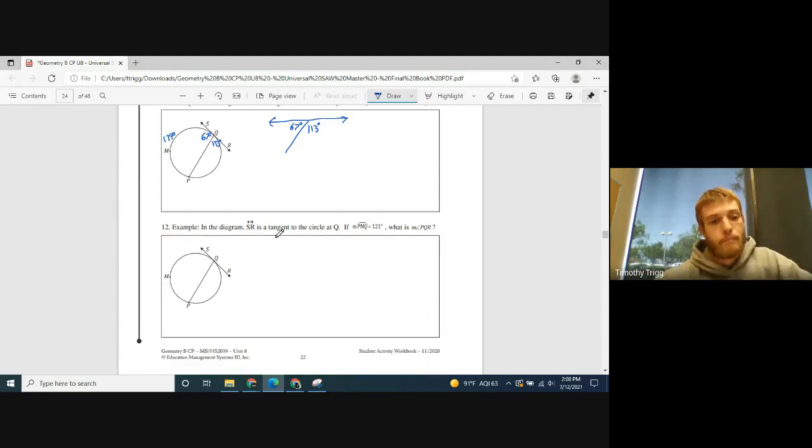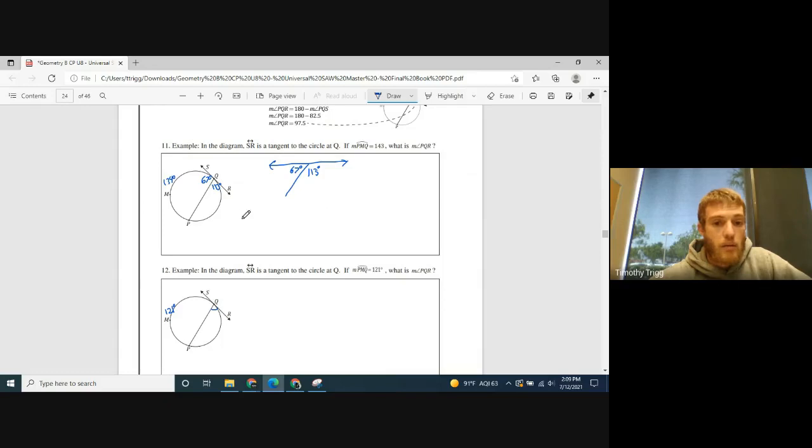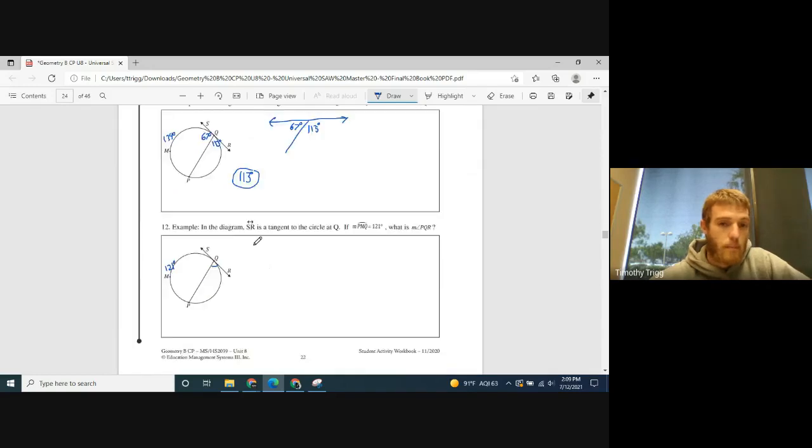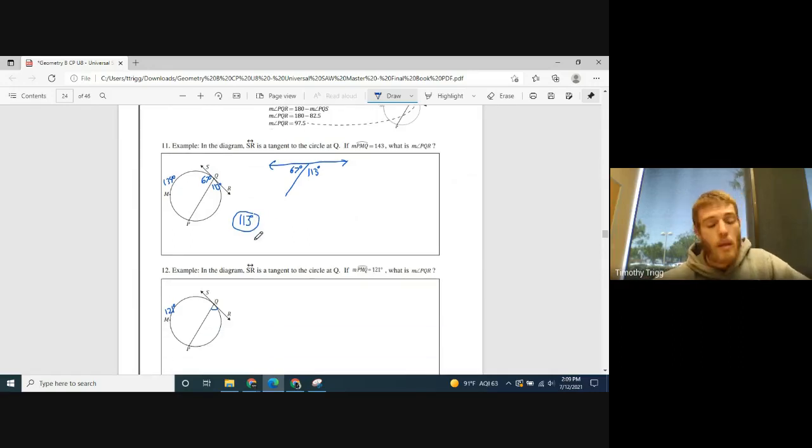Okay. Let's take a look at number 12. In the diagram, SR is tangent to the circle at Q. If PMQ is 121, find what PQR is. So here, arc PMQ is 121 degrees, and we want to know the measure of this angle here. See if you can figure out what that is. Again, the last one had 113 as our answer. See if you can figure out this one by following that example. You can always rewind the video and watch that one again until it makes sense.